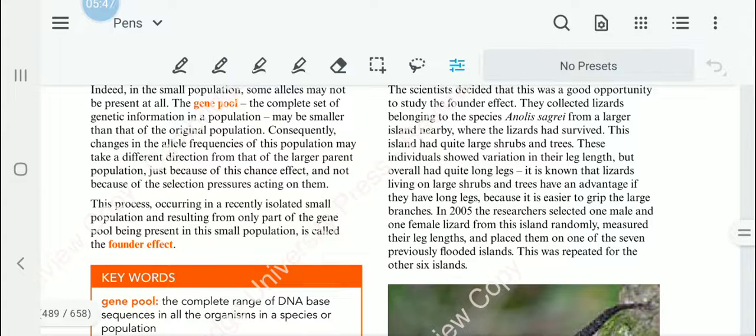Write down, in a small population, a new set of genes will be expressed different to the genetic information that is contained in the larger population. This effect is known as the founder effect.